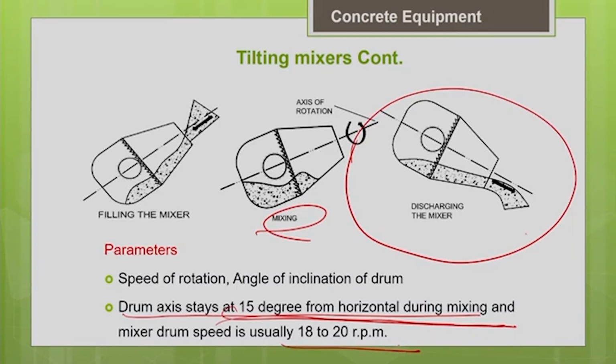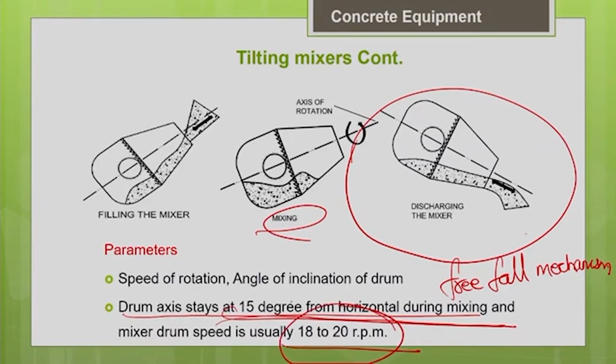As I told you, these drum mixers are based on the free fall mechanism. To enable the free fall mechanism, you should not rotate it at a very high speed. If you rotate it at a high speed, you will not be able to get the free fall mechanism. And if you rotate at a slow speed, your productivity will be less, and you will not get a homogeneous mix. So, we should follow the speed prescribed by the manufacturer.